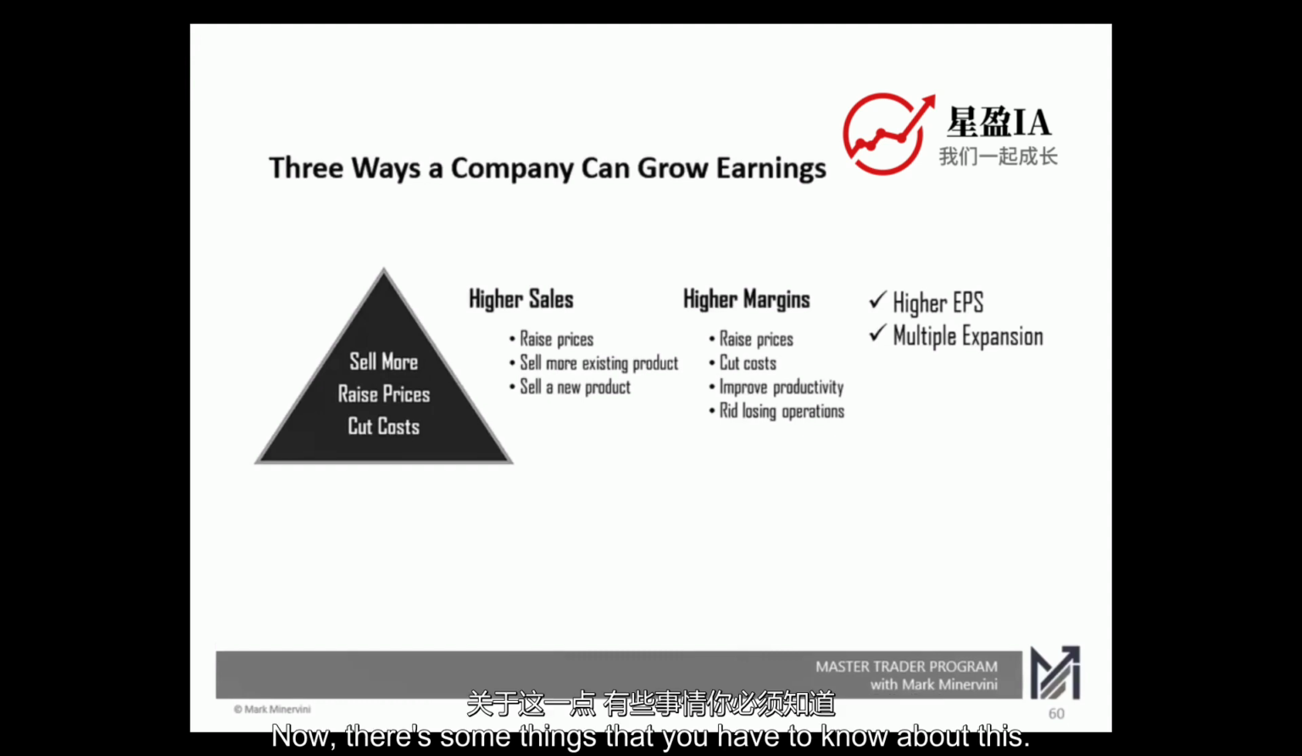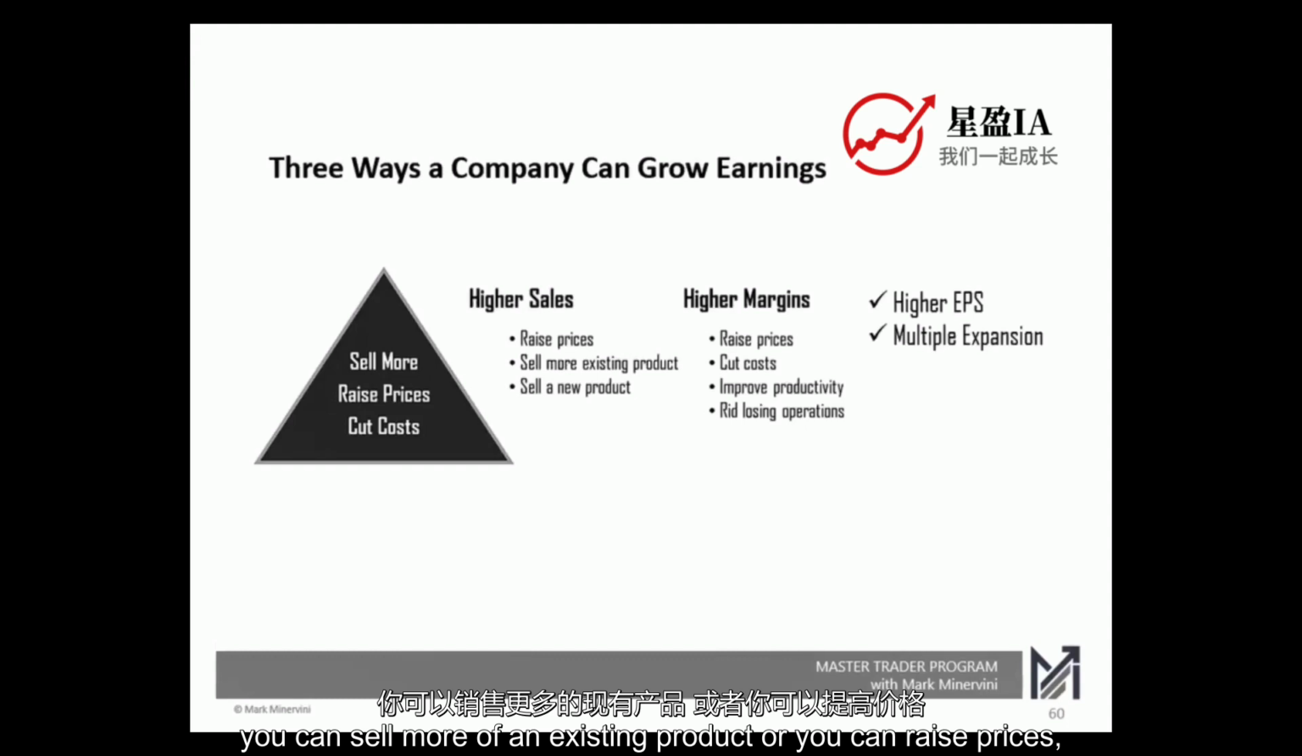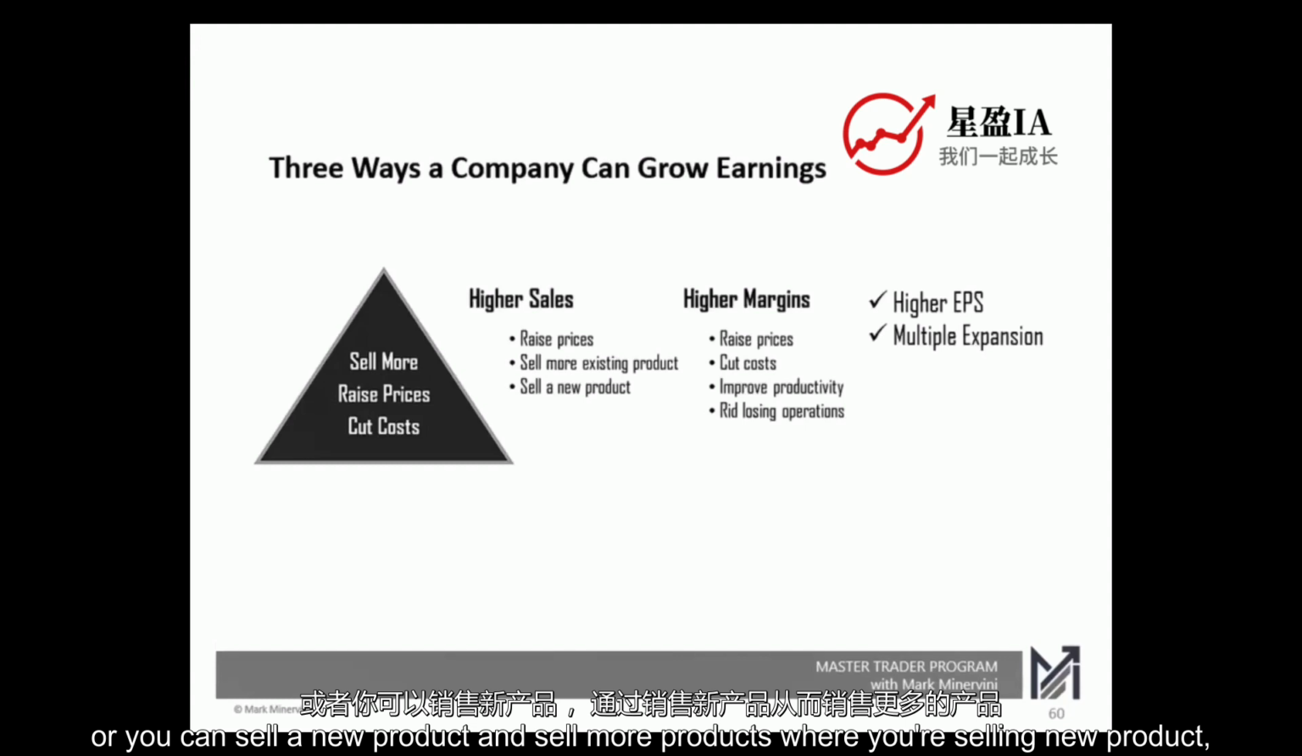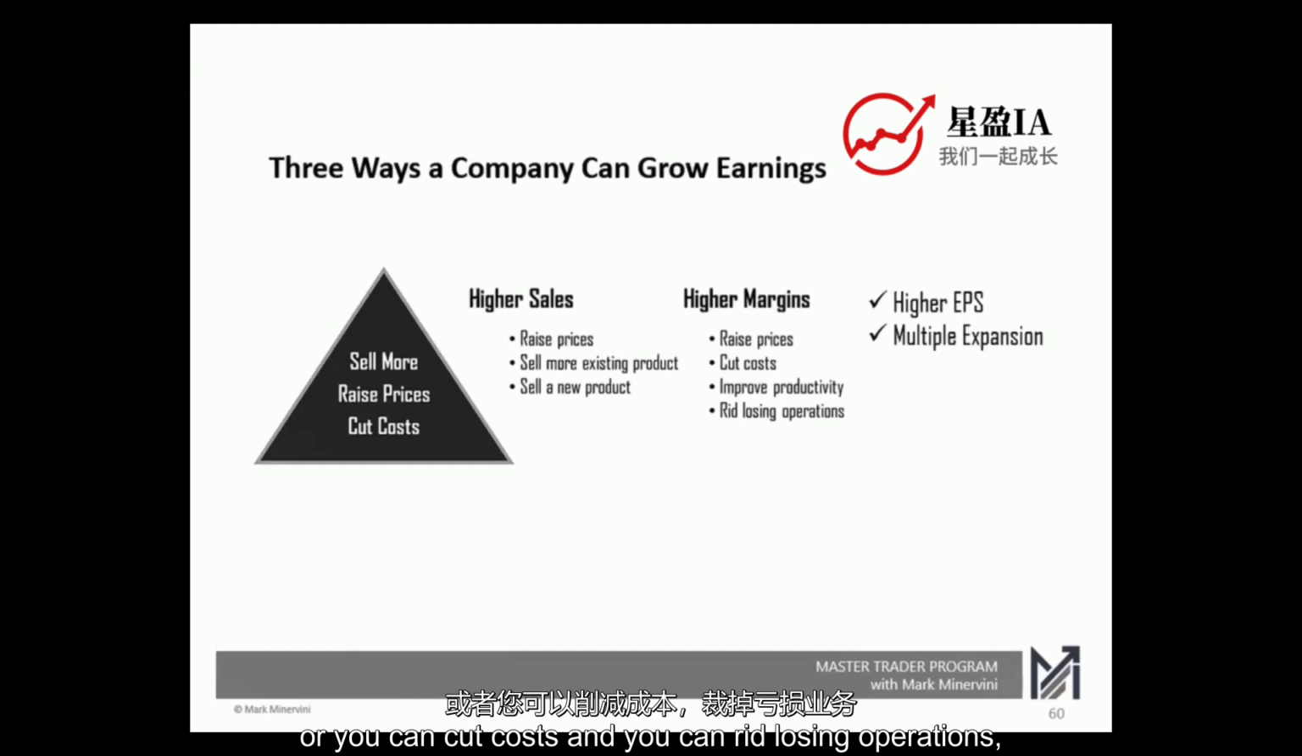Now, there are some things that you have to know about this. For instance, you can sell more of an existing product, or you can raise prices, or you can sell a new product, or you can cut costs and rid losing operations. You can improve productivity. Here's the thing to realize, though: if you cut costs, there's only so much you can cut.